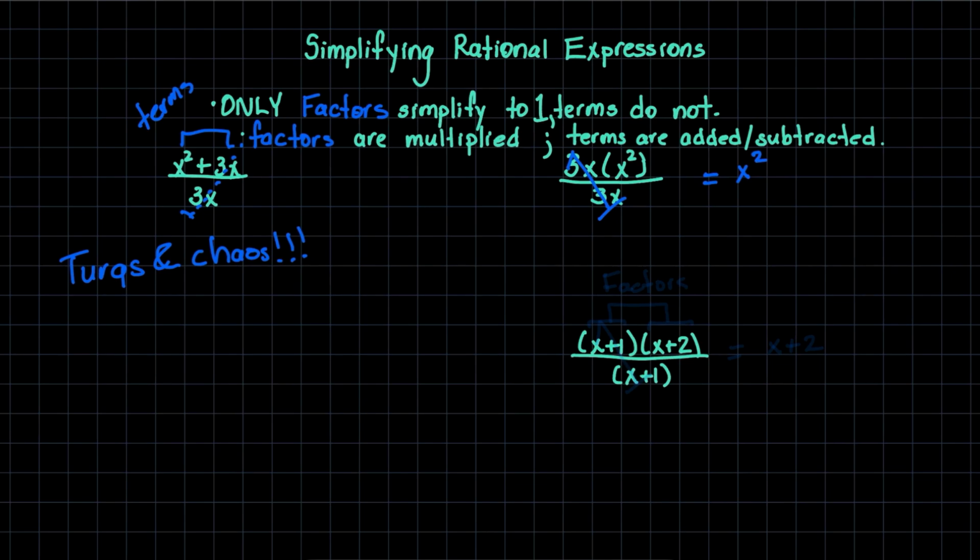Same here, x plus 1 times x plus 2. X plus 1, this guy and this guy, these are factors because they are multiplied, which means the x plus 1 and the x plus 1 can simplify to 1, and we're left with x plus 2. Just keep in mind as you're working through the difference between a factor and a term.